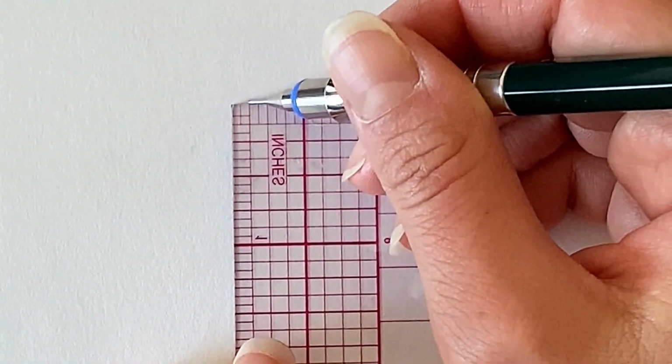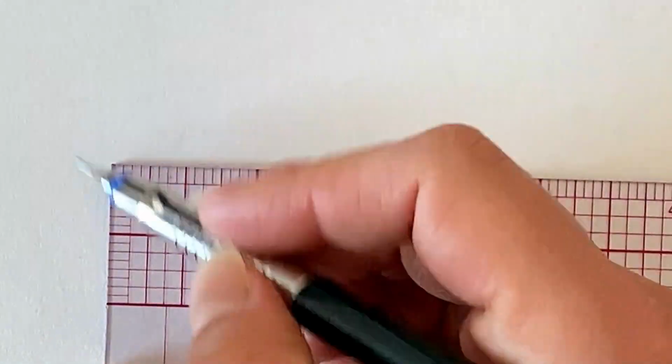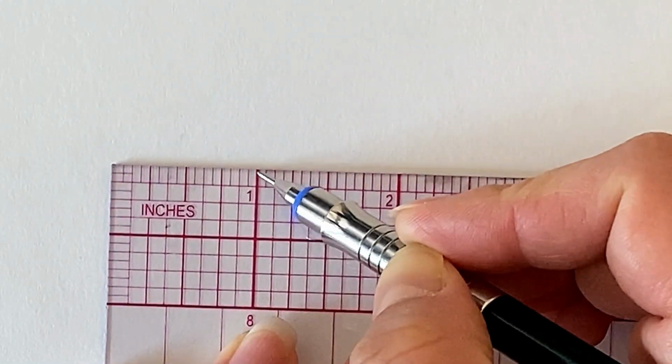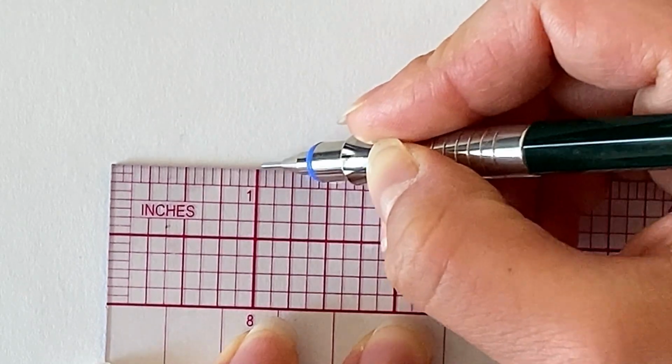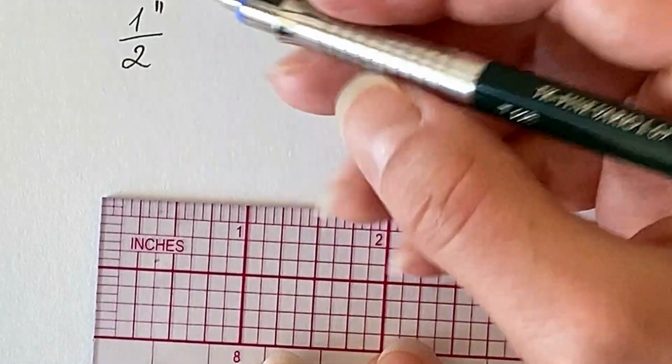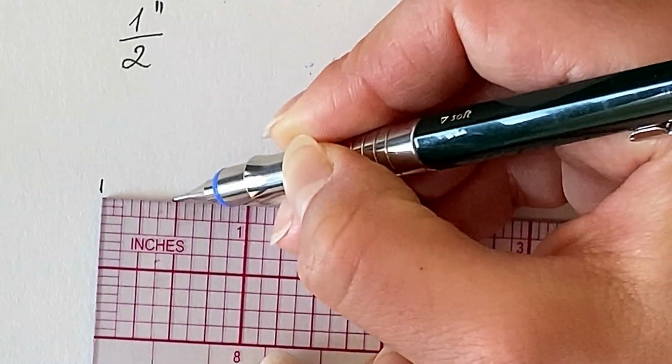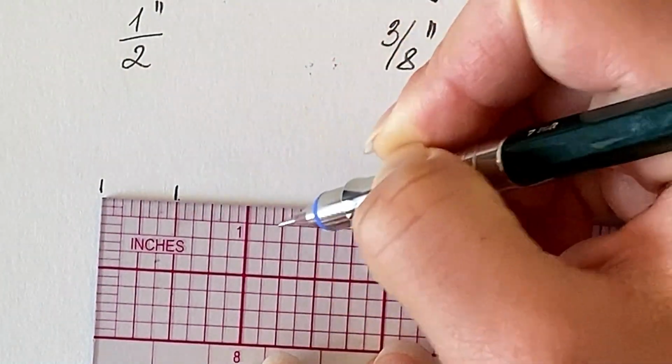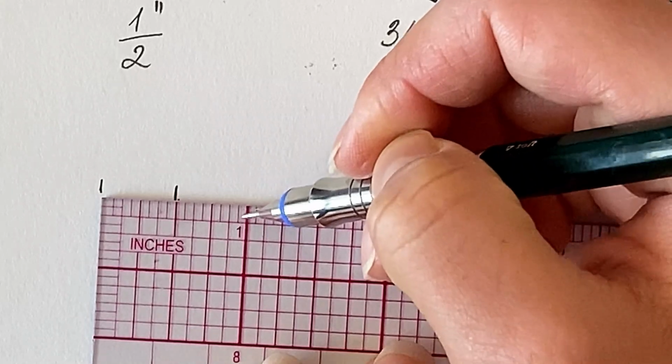As you remember, let me do it this way. The distance from here to here is 1 inch, but we need to find 1/2 inch. So the distance from here to here is 1/2 inch. It's right in the middle between 0 and 1.